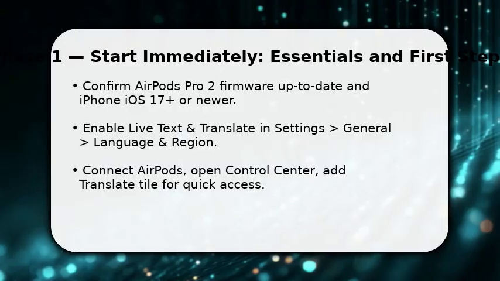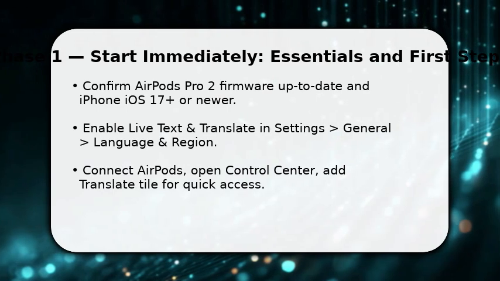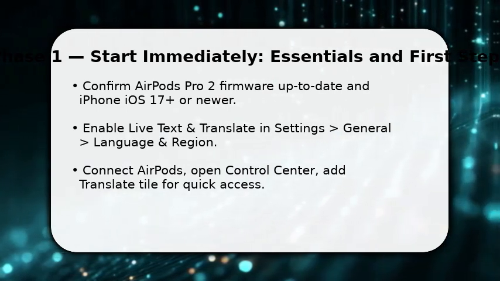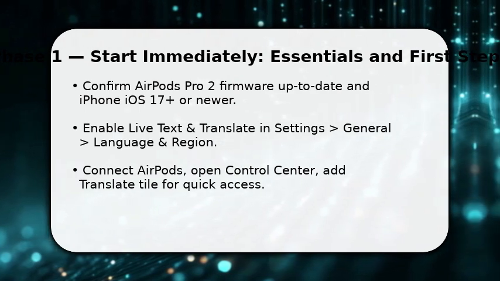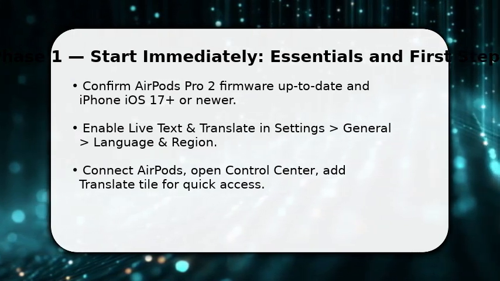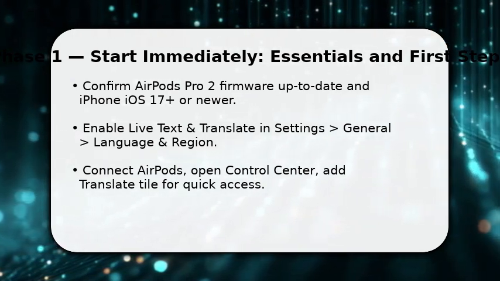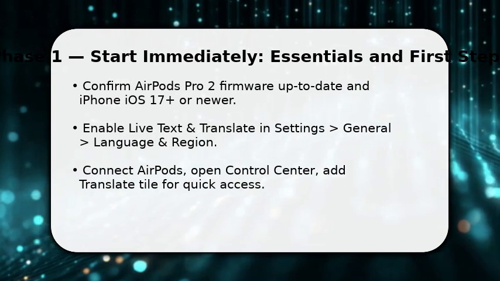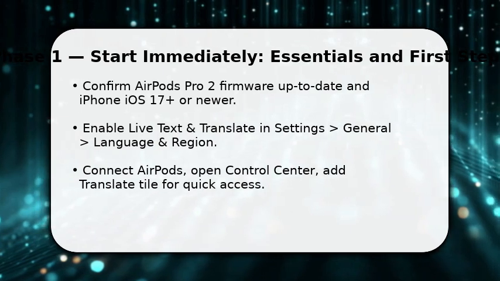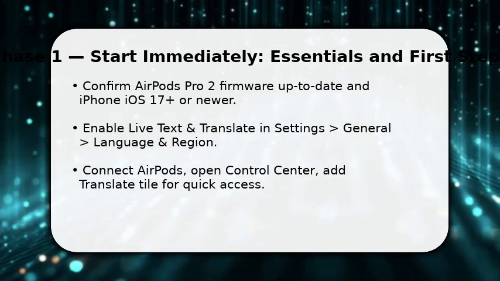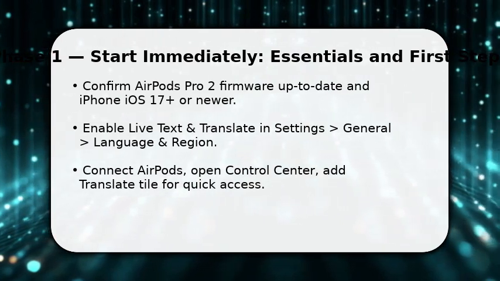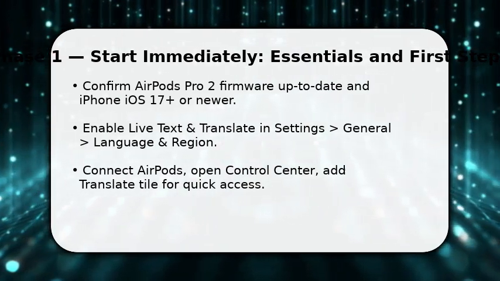Enjoy the video. You start by ensuring firmware and iOS meet requirements. This prevents connection and feature errors. Once done, pair your AirPods Pro 2 to your iPhone and confirm they appear in Bluetooth. Make sure Translate and Live Listen or the Translate tile are enabled in Control Center so you can access them instantly. You want the Translate tile visible. It speeds switching between modes. This first pass gets hardware and permissions ready, so the live translation flow won't be blocked by settings later.